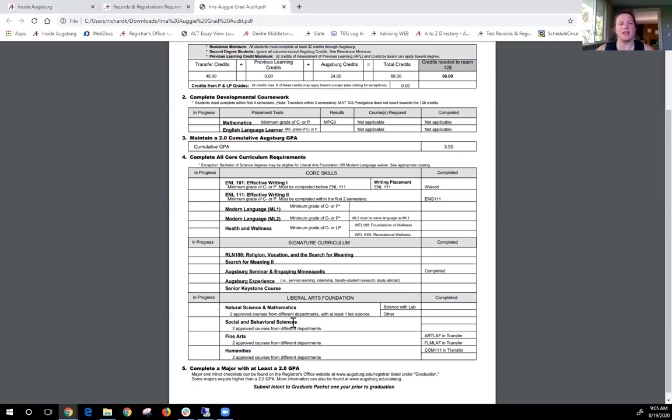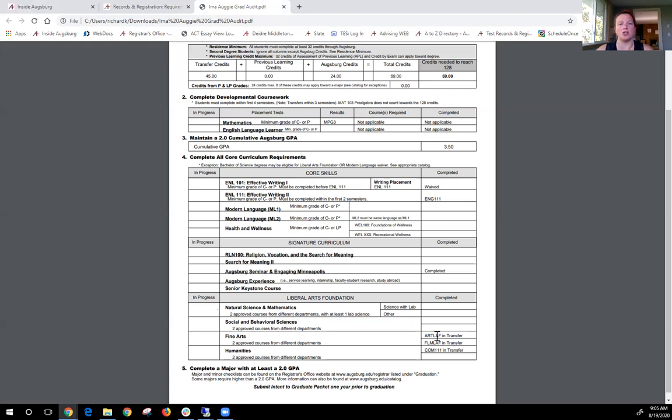We have 2 social behavioral sciences that are required. And again, note that they have to be from different departments. For example, if I took psychology, for my second course, I'd have to take something from economics or sociology, political science, or environmental studies. Fine arts, music, art, theater, film, 2 courses, 2 different departments.